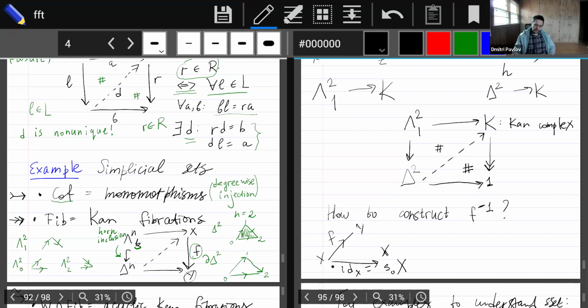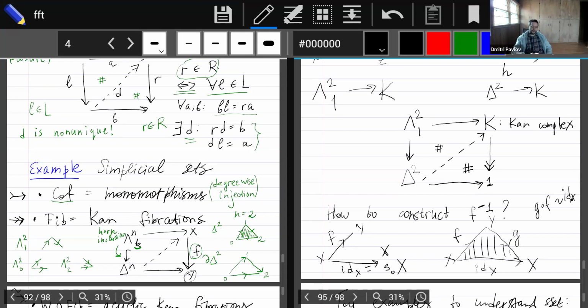But now you see that the gauge I drew here is also a horn. It's lambda two 0. And since K is a Kan complex, I can fill it out to a two simplex. So I'm going to get a two simplex X, Y, X, F, identity, and here is some G. And according to the interpretation of two simplices, the composition of G and F will be homotopic to identity, which means we just constructed the left inverse of F.